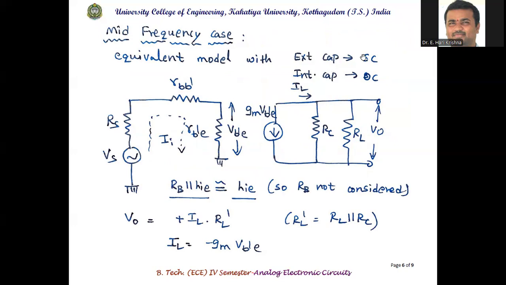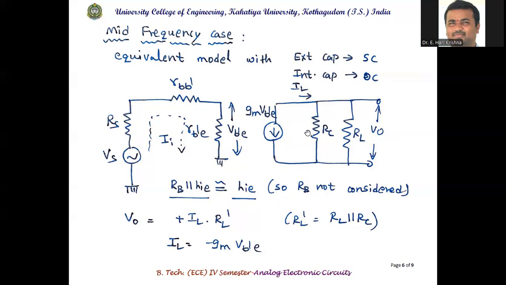All external capacitors are short circuit, internal capacitors are open circuit. From the previous diagram, all the capacitors have been eliminated in this circuit. So VS, RS, RBB dash are retained, CB dash E is eliminated, CC is eliminated, and CE at the emitter side has been eliminated, that is, short circuit. GM VB dash E is in parallel with RC. Here the internal capacitor is open circuit, and the external capacitor is short circuit with RL.